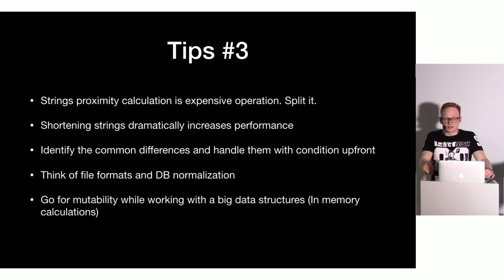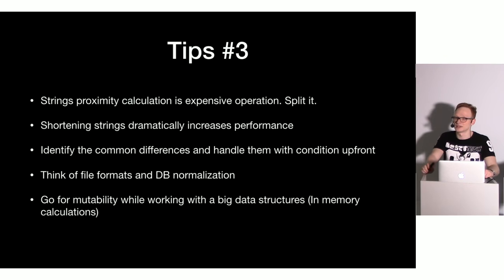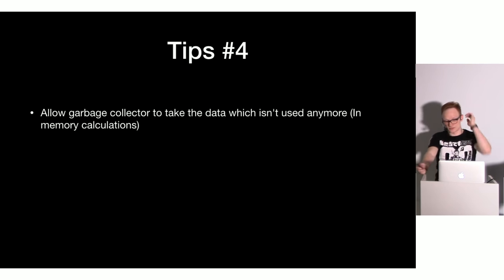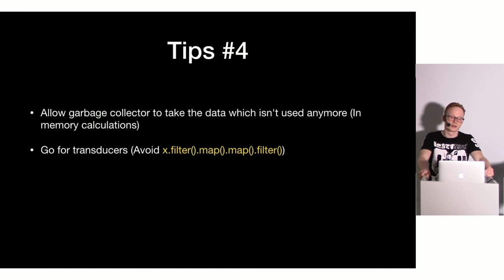And go for mutability when you work with data structures. I know it's good to go with immutable stuff, but just imagine you have one array which is 500 megabytes in your RAM, and you do some map on it, and now you have two arrays in RAM, each 500 megabytes. It's easy to get a JavaScript out of heap memory exception. It exists, so take care. Also, if you still need to use some immutability, just take care that you erase the previous variable, so the garbage collector can take care of data you don't use anymore.